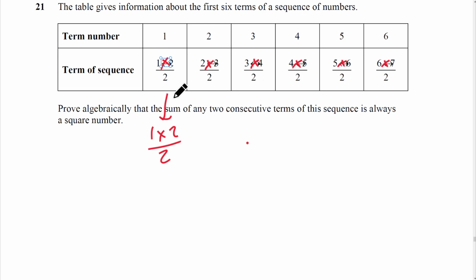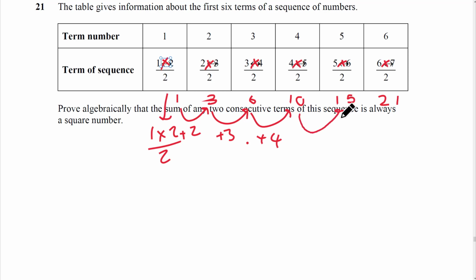Question 20. Okay, so this means 1 times 2 divided by 2. So term 1 of the sequence is 1, term 2 is 3, term 3 is 6, term 4 is 10, term 5 is 15, term 6, 42 divided by 2 is 21. Maybe I can do it this way. So you can see that's going up in 2, 3, 4, 5, 6, so it's going to be a quadratic type sequence.